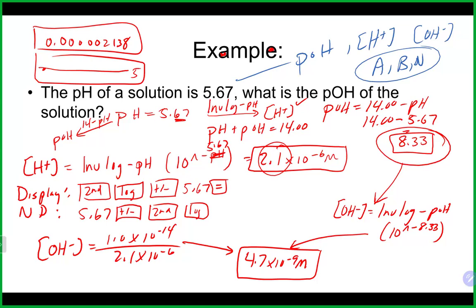Okay, so we also want to know acidic, basic, or neutral. In this case, this one is acidic, as we were given the pH to start with, and it is less than 7. Any questions on any of those calculations?